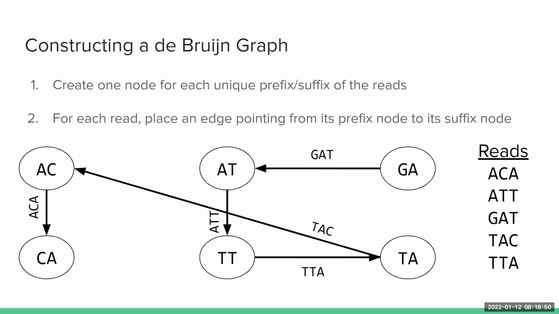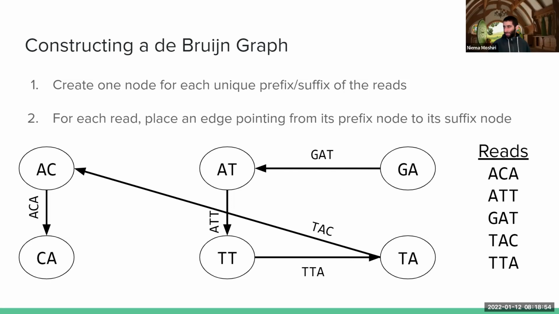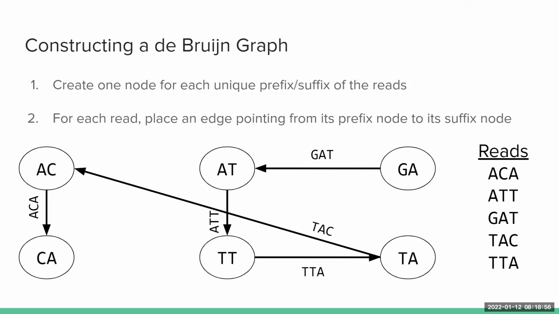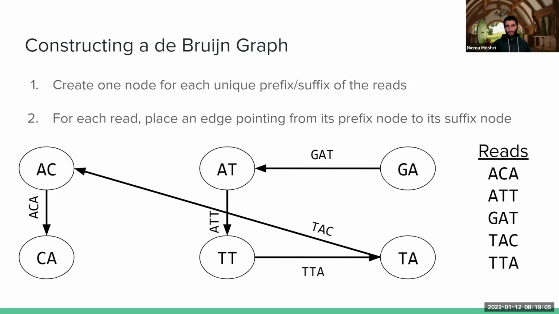Well, I started at GA and I went to AT, but when we did that, the A is overlapping, so I didn't count it twice. Okay. Yeah, exactly. Yeah, so that's the right answer. So let's work through that.